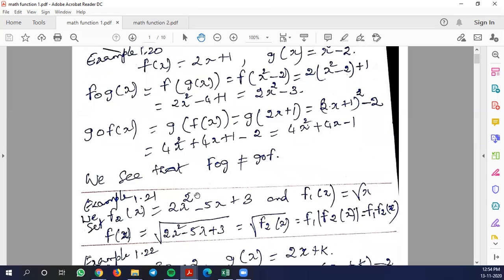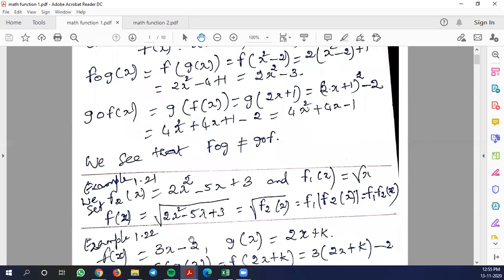Okay. Now example 1.21, f(x) equal to the square root of 2x² − 5x + 3. We have to represent it as the composition of two functions. So we see that f2(x) equal to 2x² − 5x + 3. So what is f1(x)? You can take the square root of x like that. So what is f(x)? It is given as the square root of 2x² − 5x + 3.